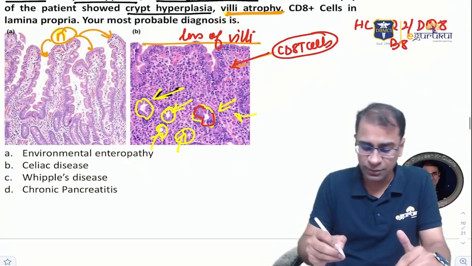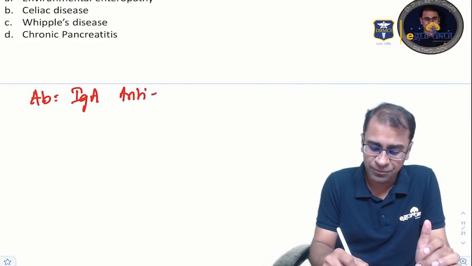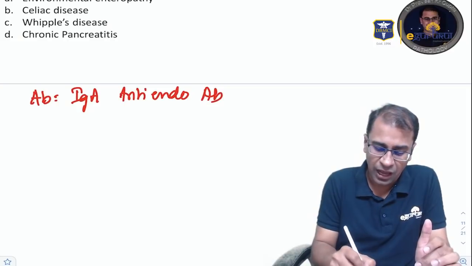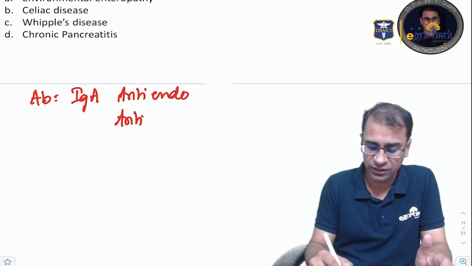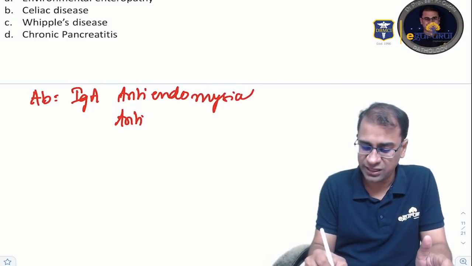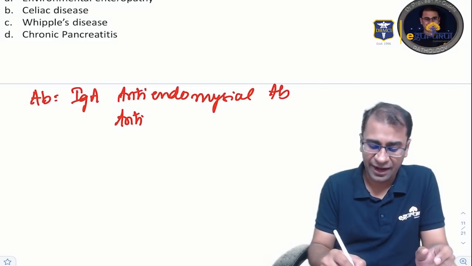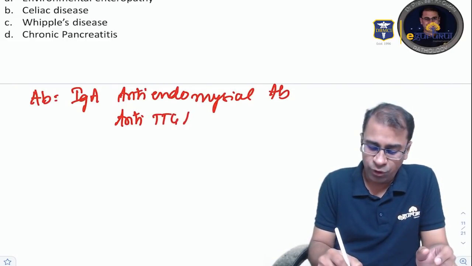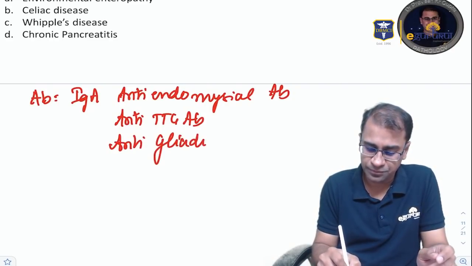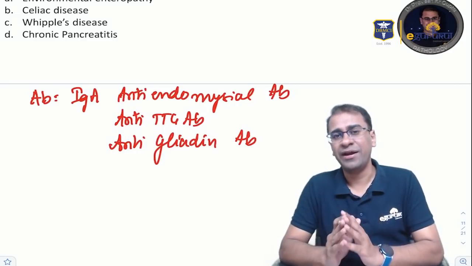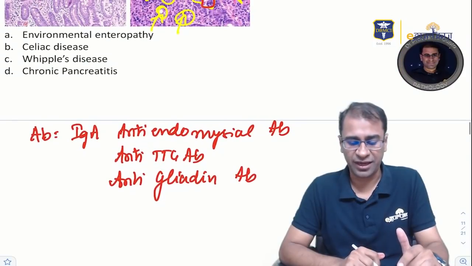You should also know the antibodies. Three antibodies are very important here. They are IgA type of anti-endomysial antibody, IgA type of anti-TTG antibody, and IgA type of anti-gliadin antibody. The treatment is to avoid gluten in the foods. That is the best way of treating a case of celiac disease.